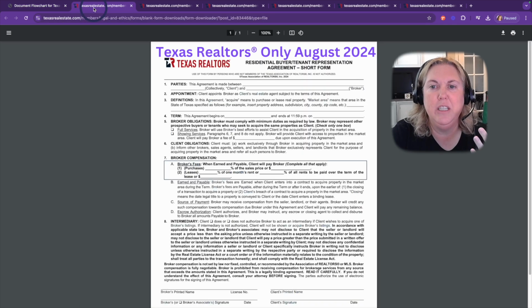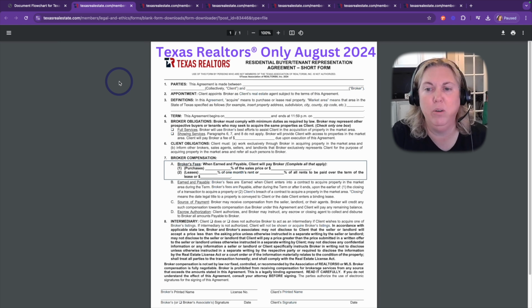So first up is the short form. This is going to be a short form for a reason. This is not going to give you the greatest protection in the transaction. So you will use this form if you are doing mostly only showing services. This is the only time I would use this form. You're going to fill out parties and everything just like normal, but under number 5 here it says broker obligations. You're going to select whether it's full service or showing service. Personally, if I'm doing full service, I'm doing a long form. I'm not going to do this short form, but I know there are those exceptions.